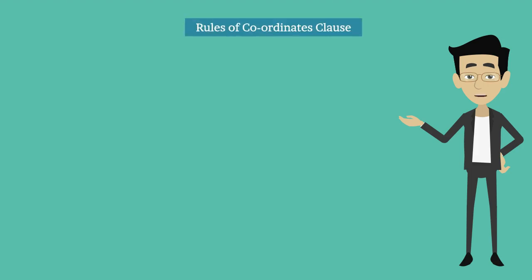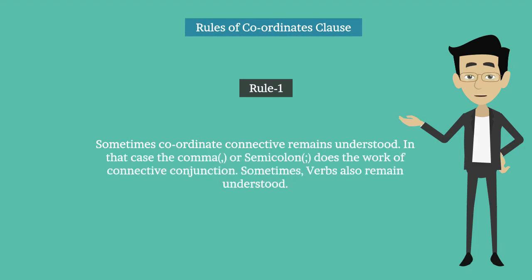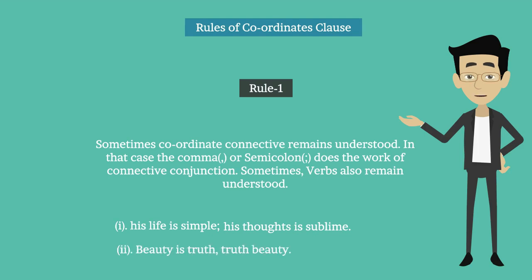Now the rules of coordinate clause. Rule number 1. Sometimes the coordinate conjunction remains understood. In that case, the comma or semicolon does the work of the conjunction. Sometimes verbs also remain understood. For example, his life is simple, his thoughts sublime. Beauty is truth, truth beauty.